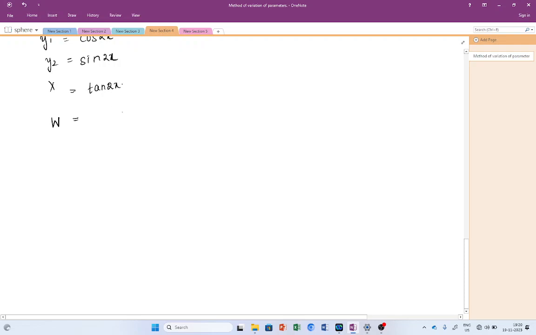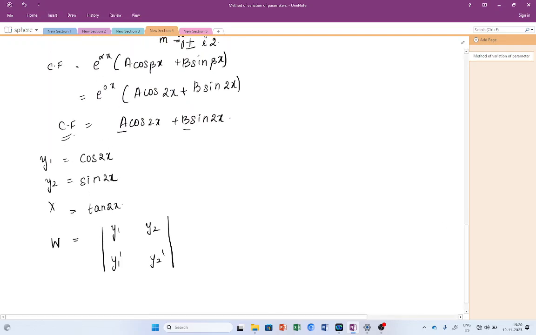Now I'm going to find the Wronskian. It is y1, y2, y1 dash, y2 dash. I know y1 and y2. For solving this, I need y1 dash and y2 dash. y1 dash is the differentiation of cos 2x. Differentiation of cos is minus sin, so it is minus sin 2x, and the differentiation of 2x is 2, so it is minus 2 sin 2x. Likewise, when I differentiate sin 2x, differentiation of sin is cos 2x, and again differentiation of 2x is 2. Okay, so now I have all the values.